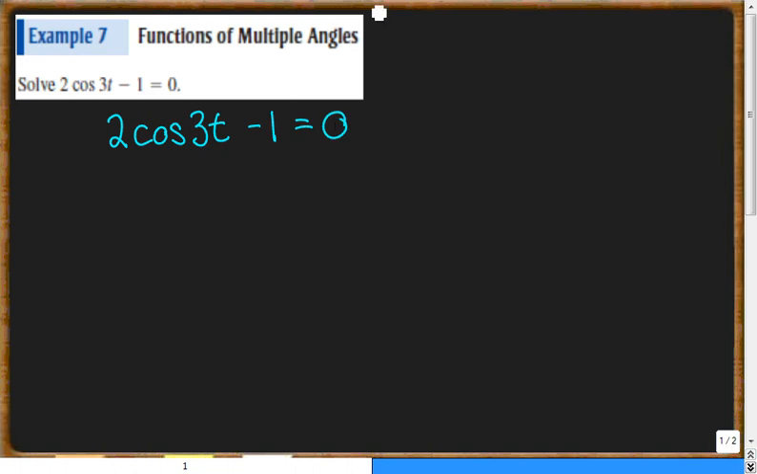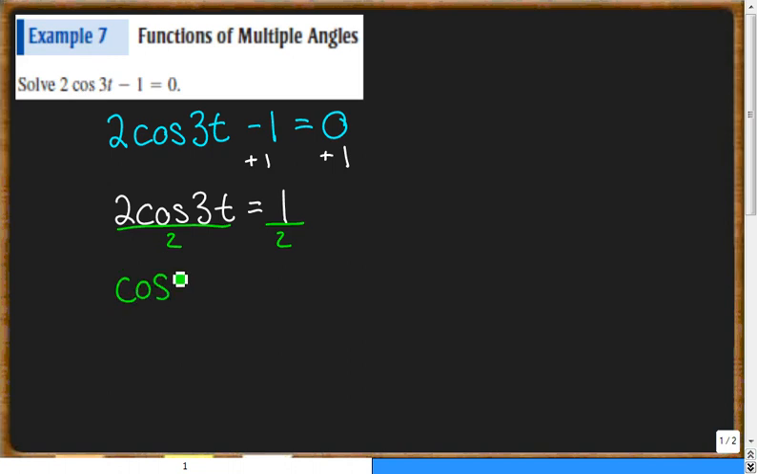So your first step is that you're going to solve for the cosine of 3t. Don't worry about the 3t until later. So our first step, we're going to add 1 to each side, and you're going to get 2 times the cosine of 3t equals 1. You're then going to divide by 2 to get cosine of 3t equaling 1/2.